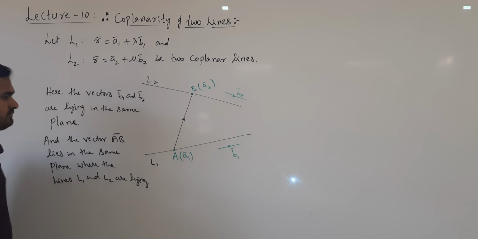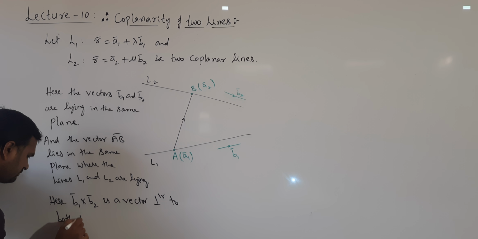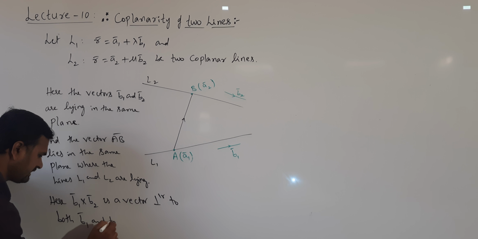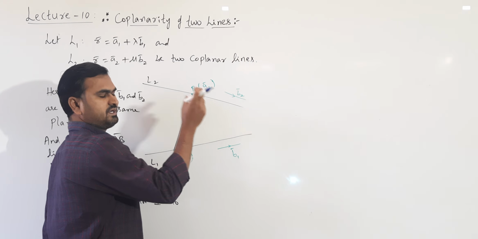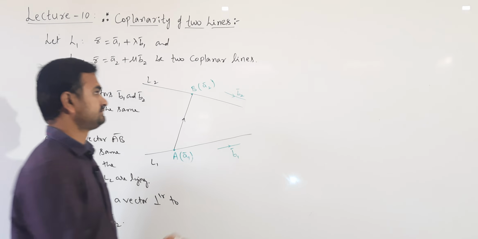Understanding? So first we are taking b1 bar, b2 bar, then we are taking vector AB bar. So here what is the direction of b1 cross b2? Perpendicular to both the vectors. Here b1 bar cross b2 bar is a vector perpendicular to both b1 bar and b2 bar. Perpendicular to both b1 and b2 means it is perpendicular to the plane of the board.